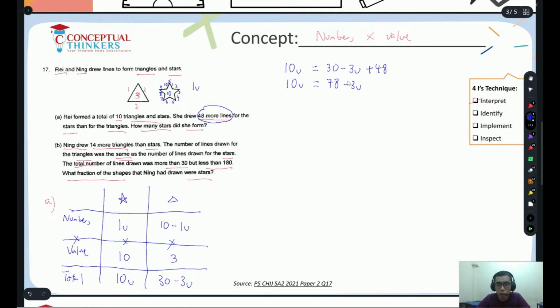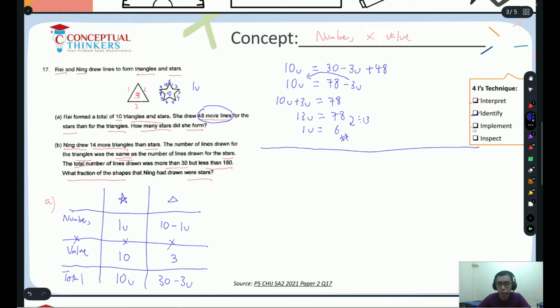Now from here I can shift this minus 3u over. So it becomes 10u plus 3u is equal to 78. I'm going to have 13u is equal to 78, and 1u will be equal to 78 divided by 13. So I'm going to get 6. This means that the answer for part A will be 6, because the number of stars is actually 1 unit.